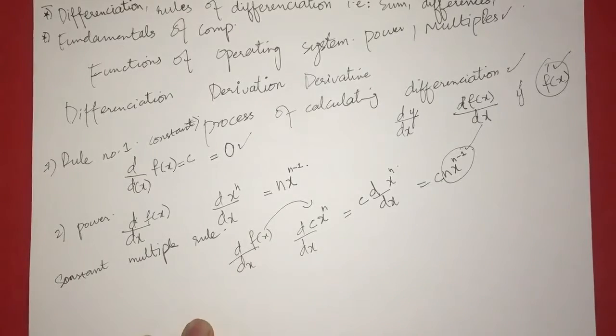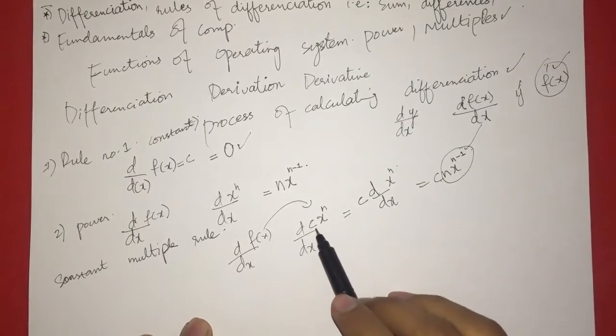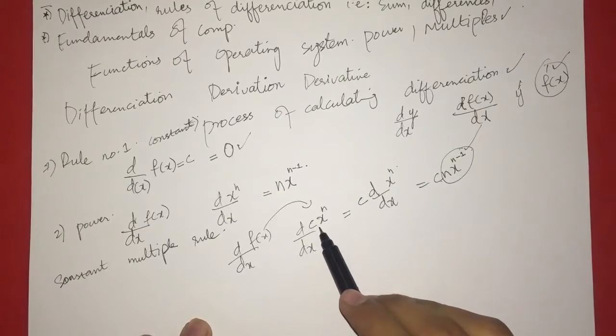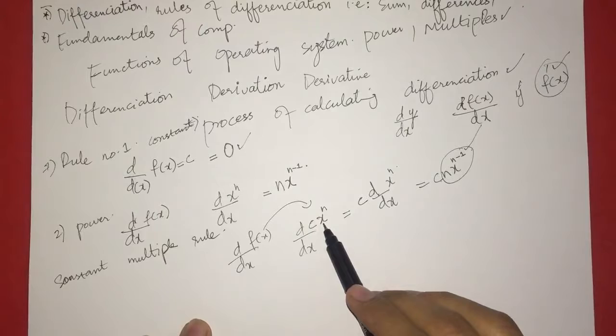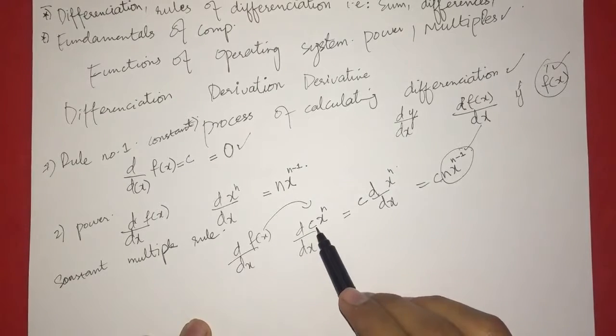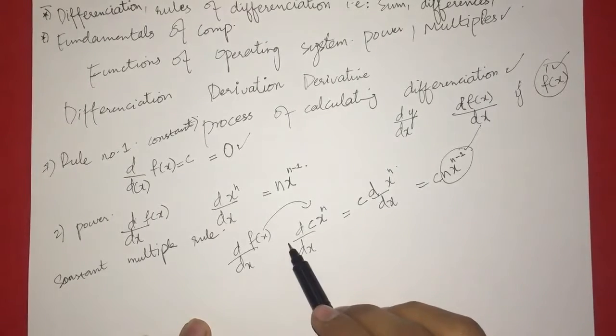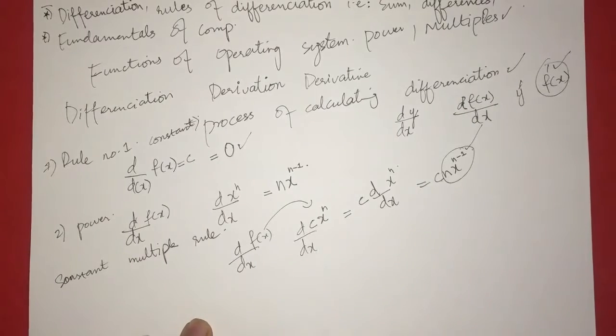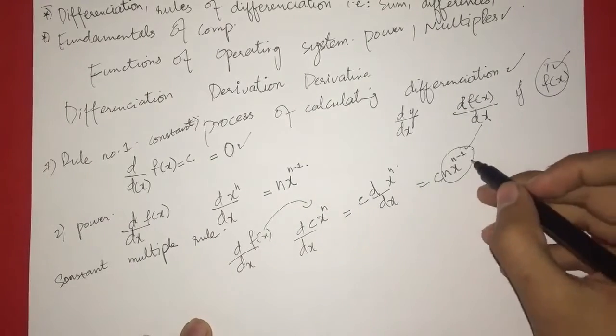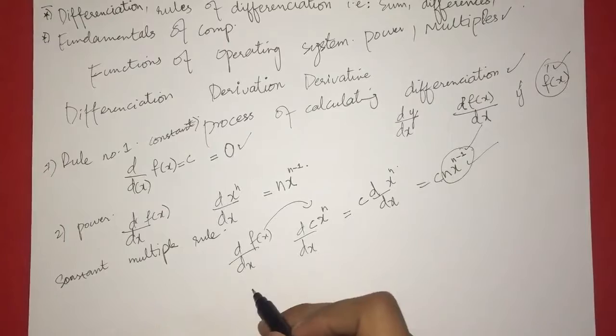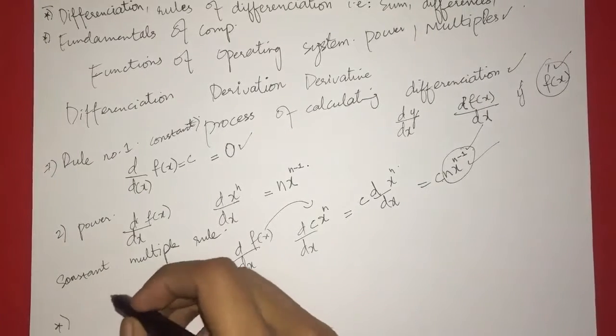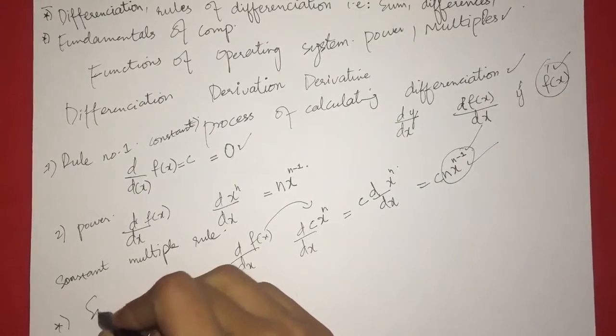What the constant multiple rule says is that if you have a constant being multiplied by your function or your variable, it jumps out of the derivative, and the derivative is applied on the rest of the term. So this is the constant multiple rule. Now you have the summation rule.